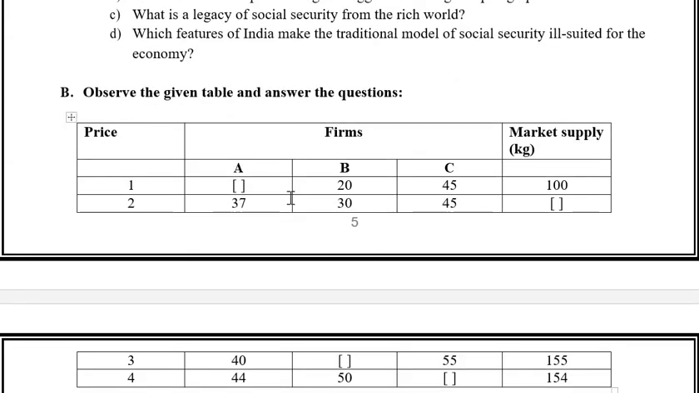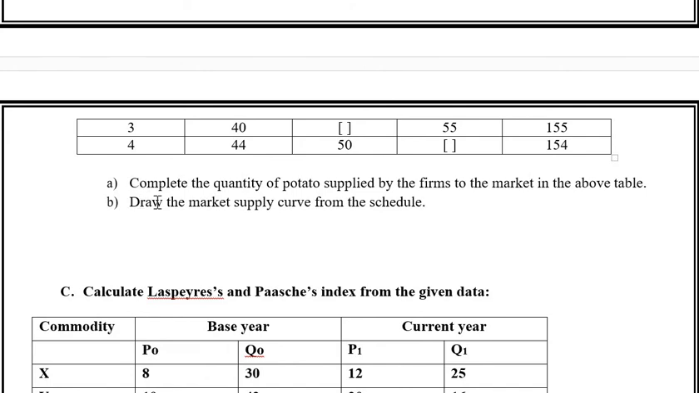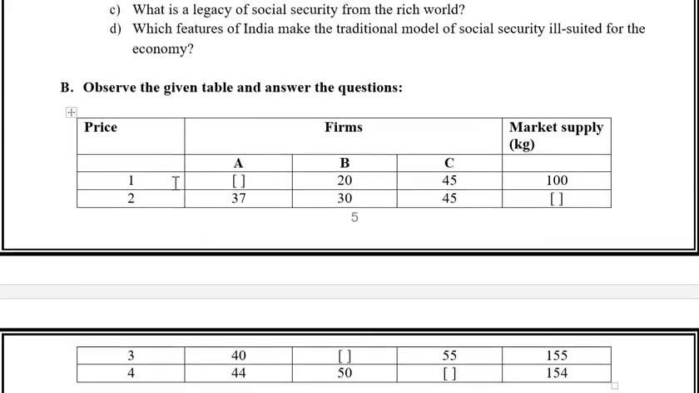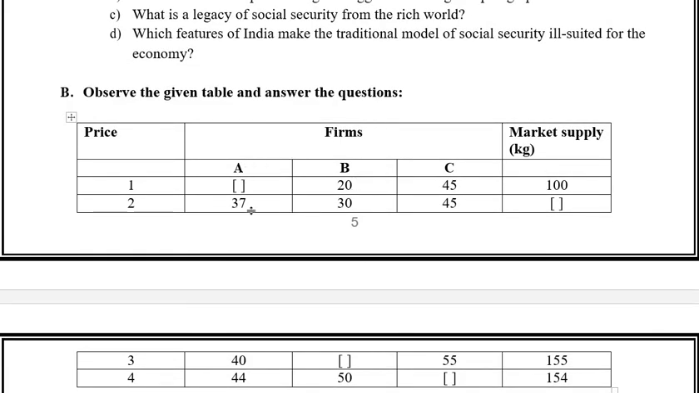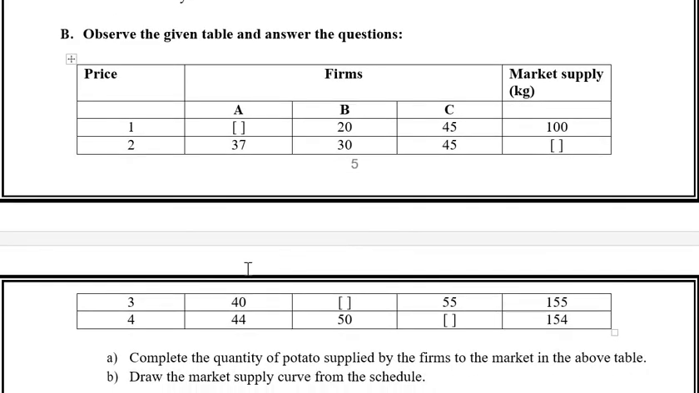You can see now there is something to calculate based on the observation of the given table. Observe the given table and answer the questions. You can see here down. Observe price 1, 2, 3, 4. Firm A, B, C, they have given nothing here. They have given the brackets here, students. A, B 20, C 45. Again A 37, B 30, C 45. Third price 40, A again nothing, C 55. Fourth price, firm A 44, firm B 50, firm C nothing.